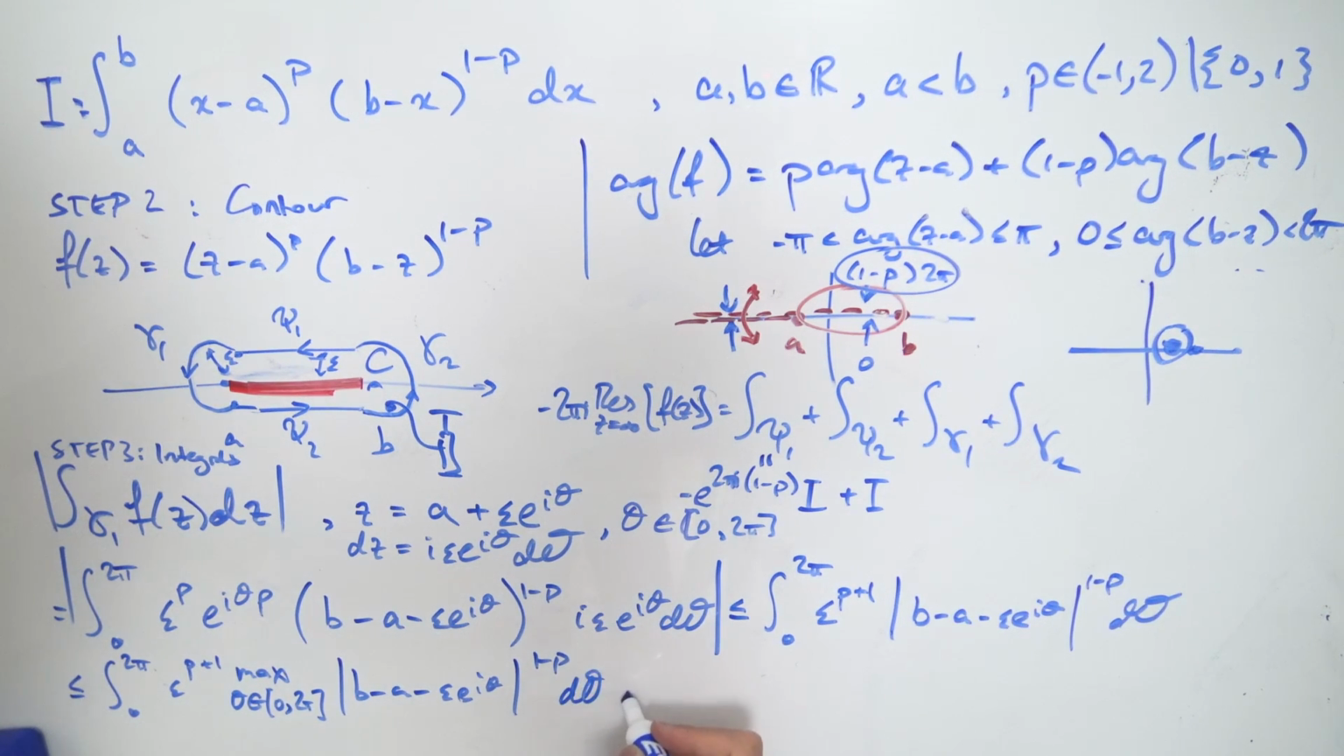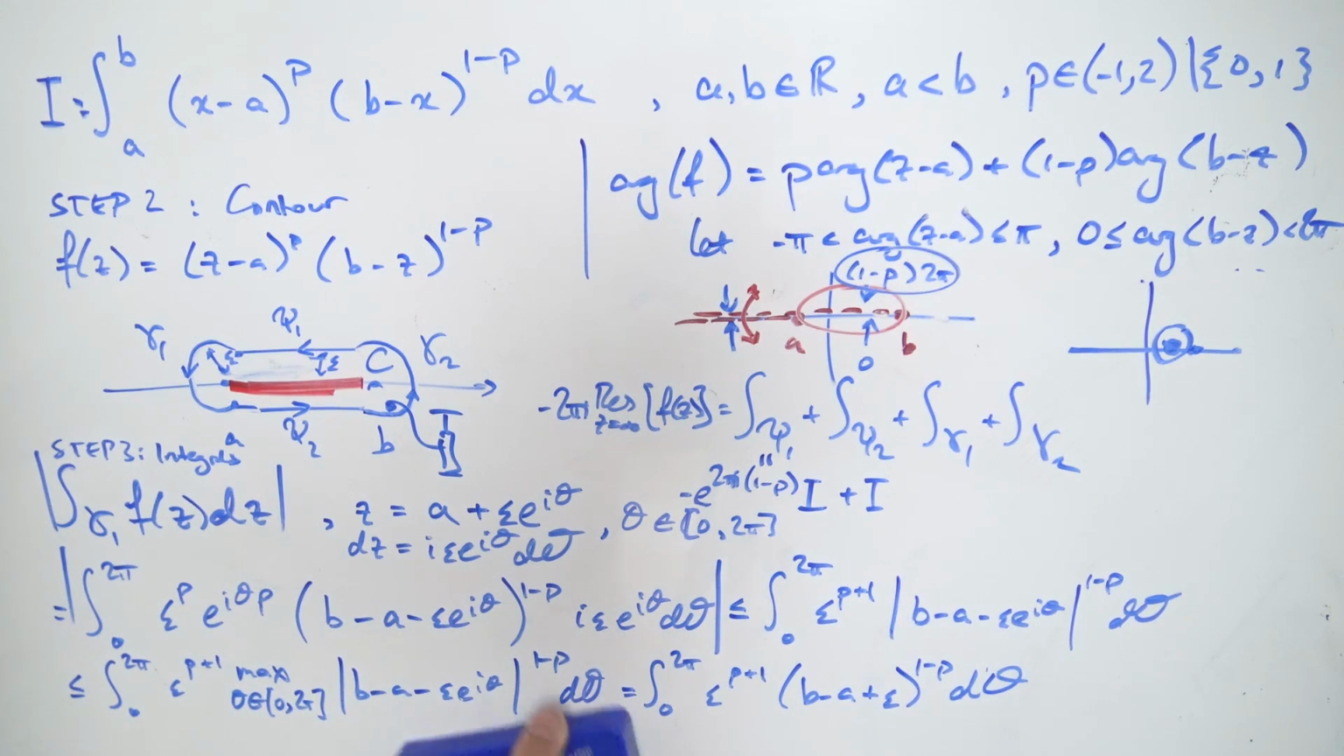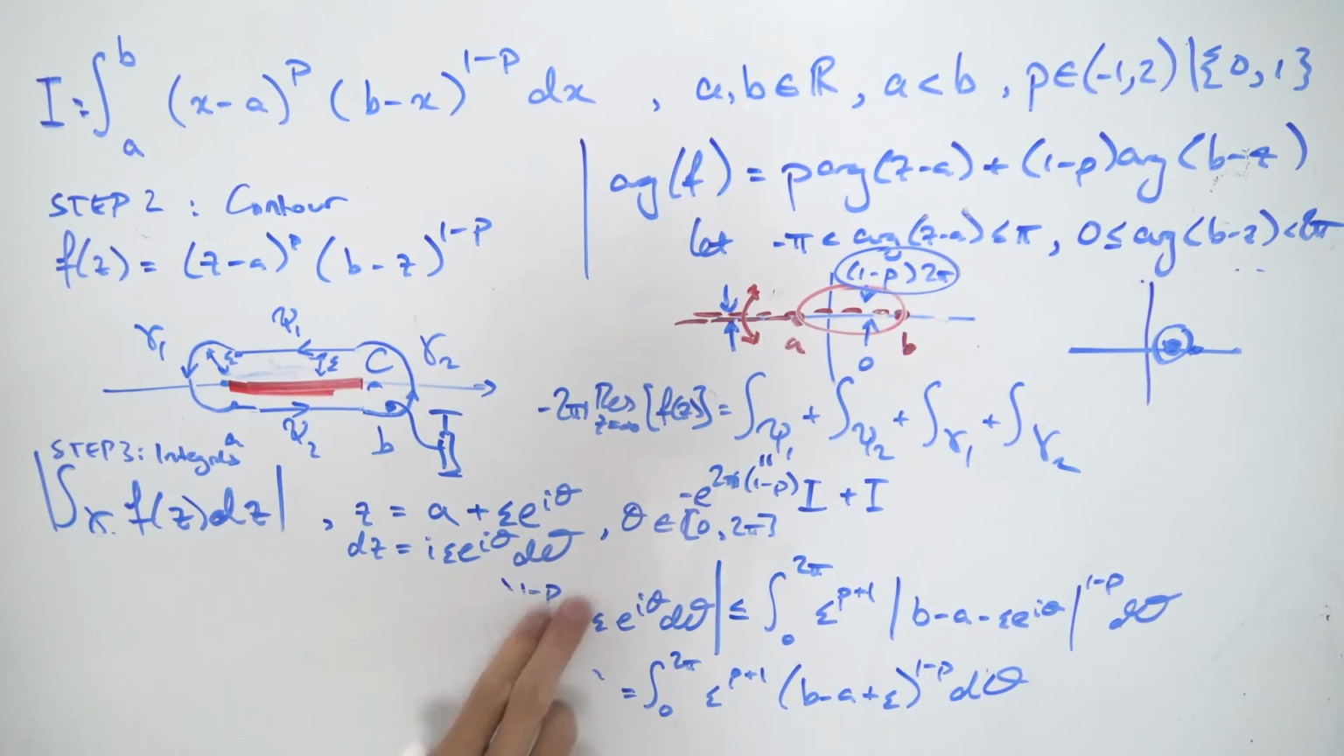So this is in fact equal to the integral from 0 to 2 pi of epsilon to the p plus 1, and the maximum value of this thing occurs at b minus a plus epsilon, raised to the 1 minus p, d theta. That's an ugly theta, looks like a sigma, so d theta. All right, very nice. And notice that we've found an upper bound for this original integral, which means that our original integral is bounded above by what we have right now. And this is really easy to evaluate. This stuff's just a constant, so it jumps outside. And we're integrating d theta from 0 to 2 pi, which is just the length of the interval.